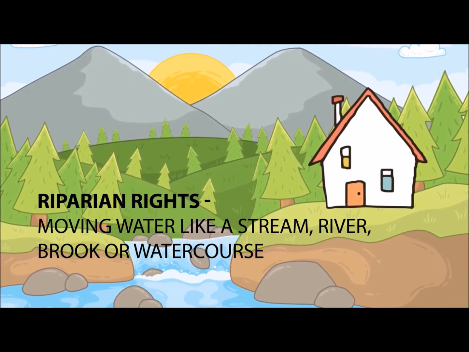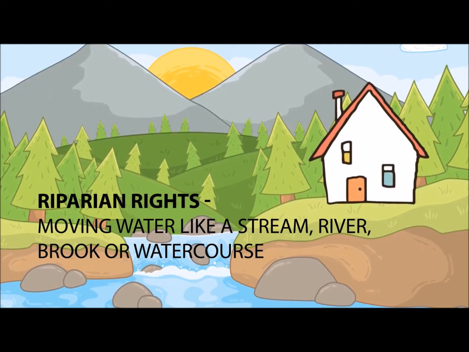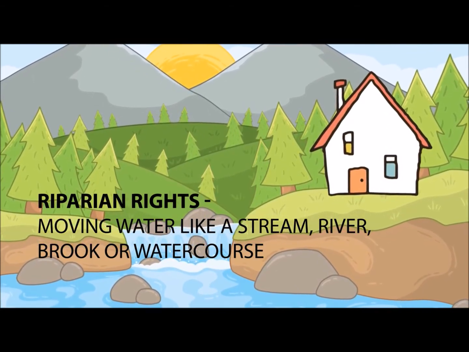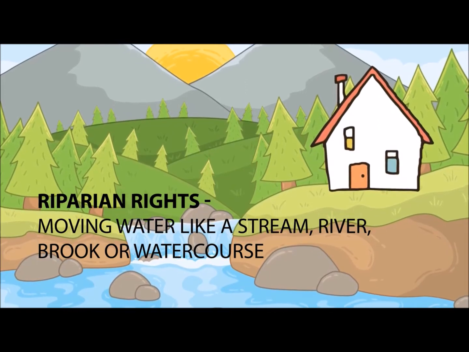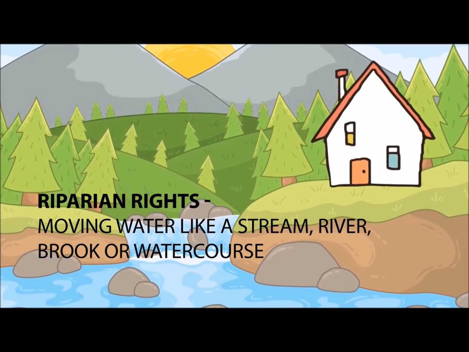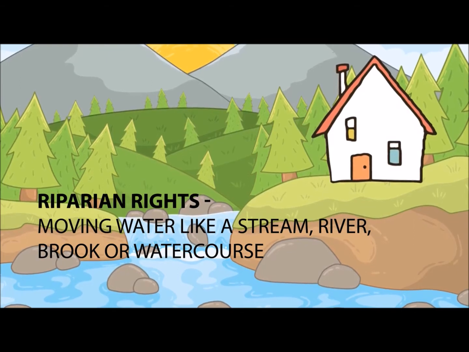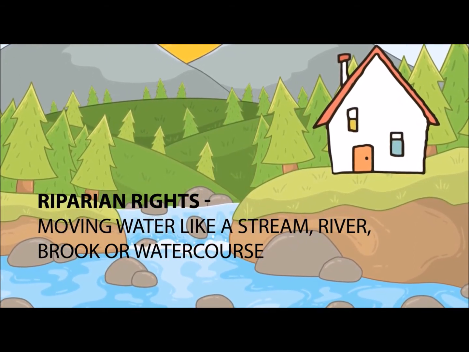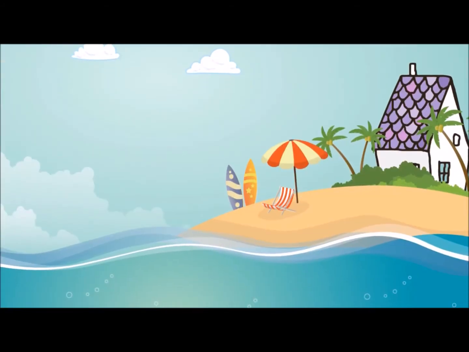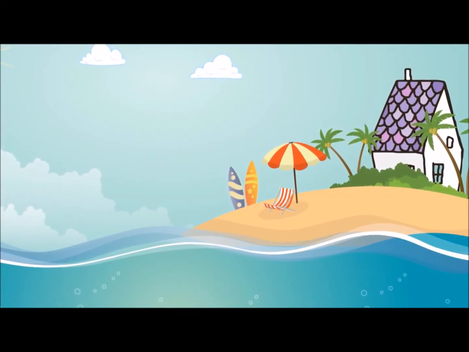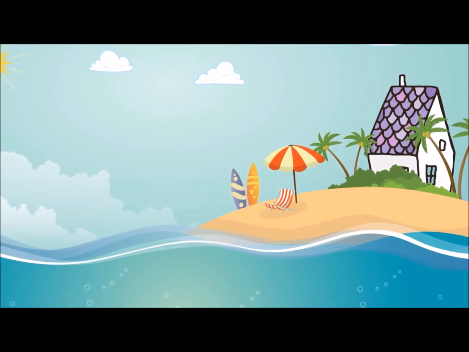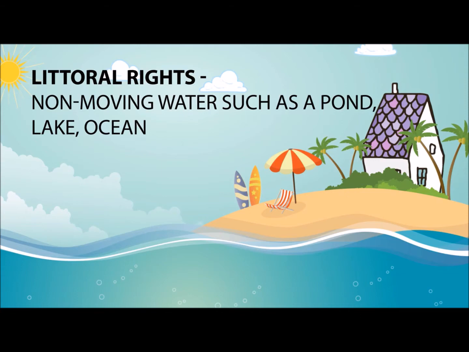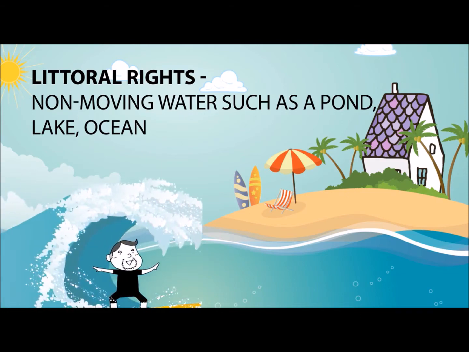Riparian property owners have reasonable use of flowing water, as long as such use does not injure other riparian owners' rights. If riparian property owners want to dam or divert water, they must have permission from the local flood control authority. Owners of land bordering a lake, pond, or ocean have littoral rights. Littoral rights are usually concerned with the use and enjoyment of the shore.